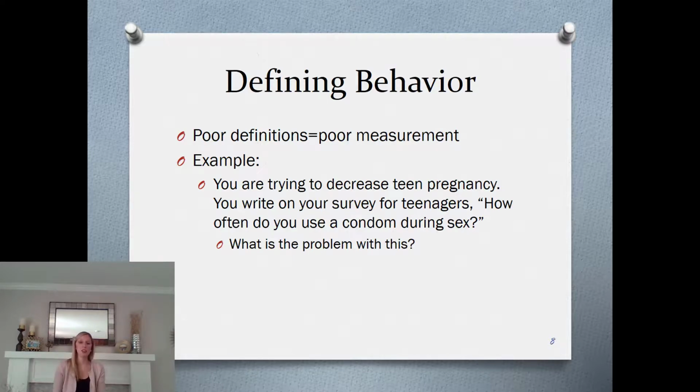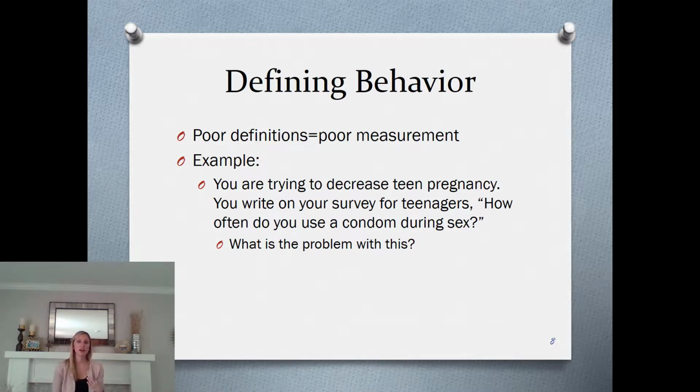This definition does not explain the duration of sex. So maybe they wear a condom for a part of the sexual encounter and then take it off and discard it. Then does that meet the definition of them using a condom? It also doesn't give them an explanation of the right way to use a condom. So maybe teenagers are saying, yeah, I use a condom every time I have sex, but they're doing it totally wrong, and they're still at risk for pregnancy and STD transmission.